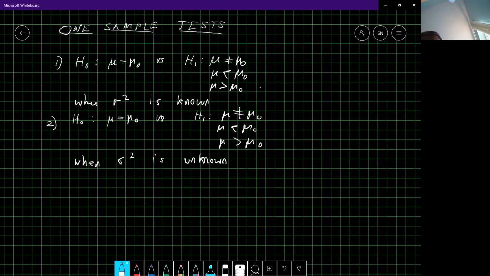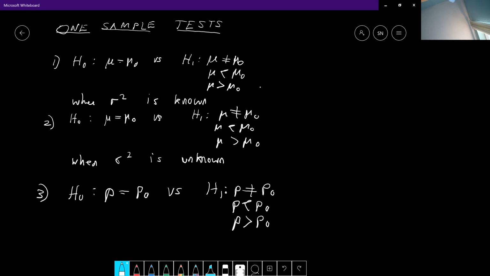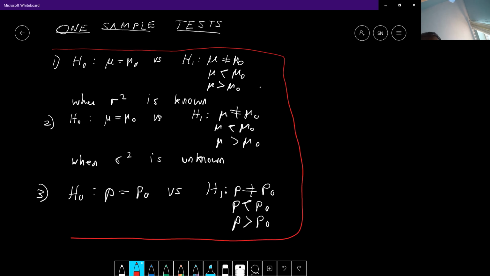and one other thing we talked about in the last 2 weeks is number three. For the population proportion P equal to P zero versus the alternative that P not equal to P zero, P less than P zero, and P greater than P zero. Here P denotes the population proportion. So these are three one sample tests that we talked about. It's kind of a summary of what we did so far.